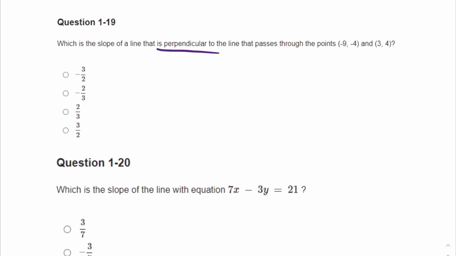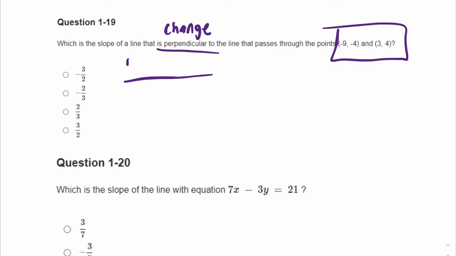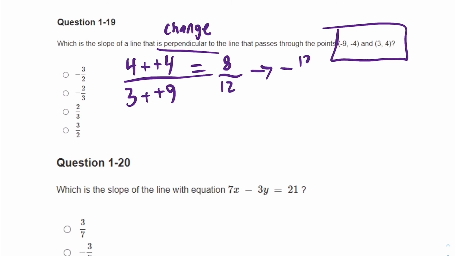Easy question. Perpendicular slope. So that means we're going to find the slope of these 2 points, and then we're going to change it. All right, find the slope, throw some y's on top. Y minus negative 4, 3 minus negative 9, and we're going to get 4 plus 4 to make 8, 3 plus 9 to make 12, and then we're going to flip that to be negative 12 over 8. Then we're going to reduce that by dividing by 4 to make negative 3 over 2.